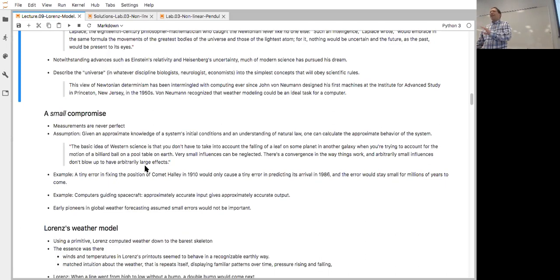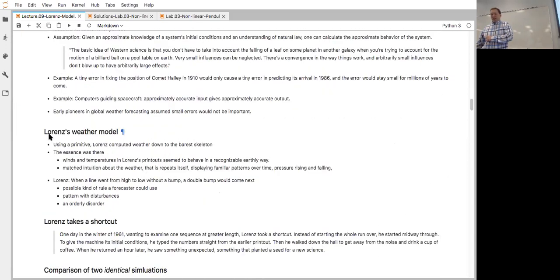Okay, Lorenz's weather model. I'm going to go back to this. What he had done is he had reduced weather down to its most essential elements. You have the conservation of energy and mass and momentum. You have to have the equations going on. It's just a skeleton. It gives you a character of what weather was. But the essence was there. There were winds and there were temperatures, and they were behaving, as you looked at the numbers being printed off of this machine, in a recognizable, earthy kind of way. And it matched our intuition about weather.